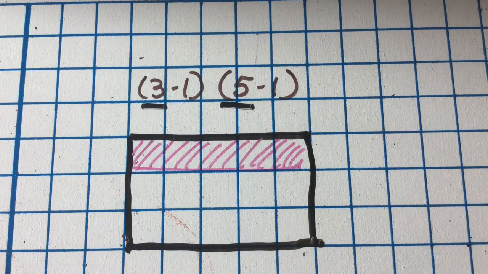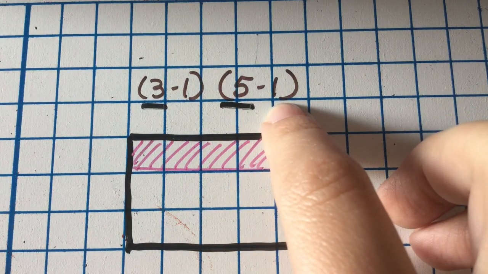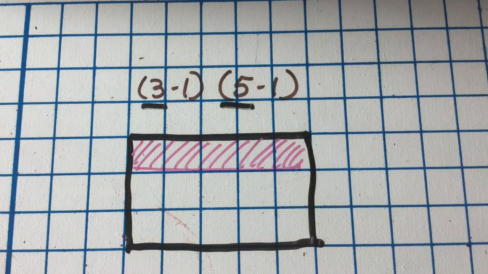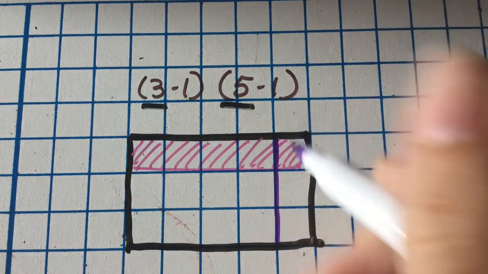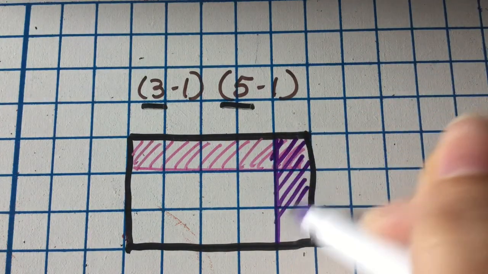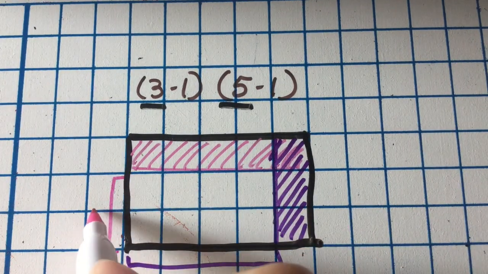My second term shows that I have 5 minus 1 for my width. So I'm going to go my 5 units across and remove 1 unit from the width. 5 minus 1 is equal to 4. So I have got 4 units here and 2 units here.